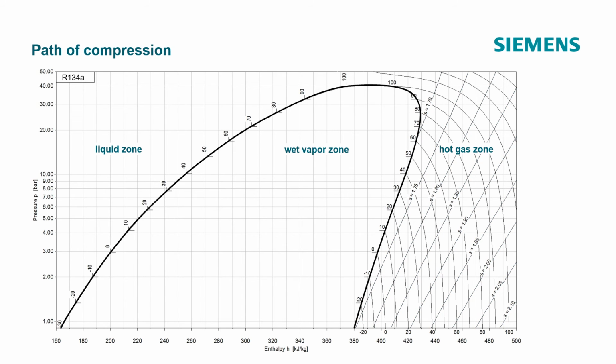Path of compression. The isentropes describe the ideal path of compression. In a real process, however, additional losses occur. That means additional effort, in this case heat, is required to achieve this compression. The resulting endpoint of this compression path lies therefore to the right of the ideal endpoint.